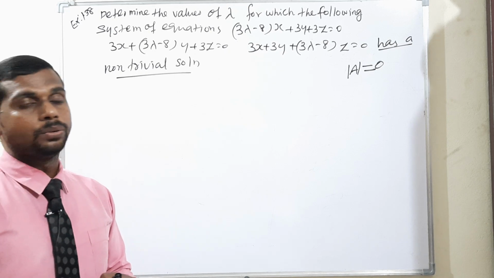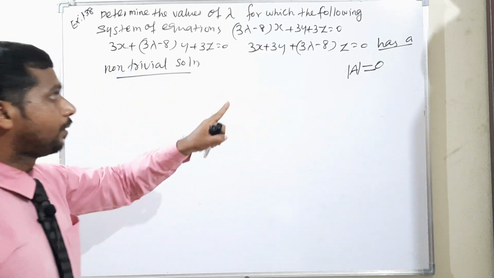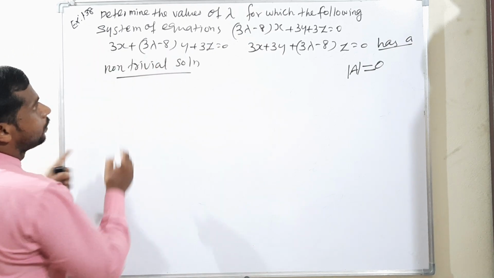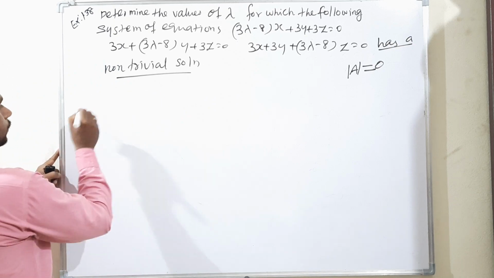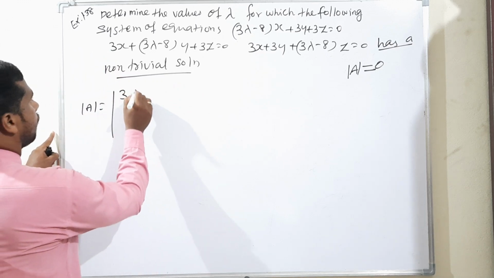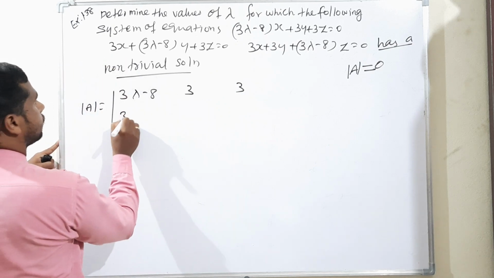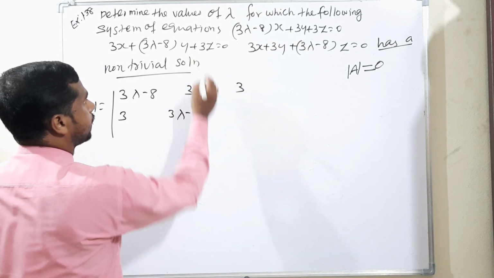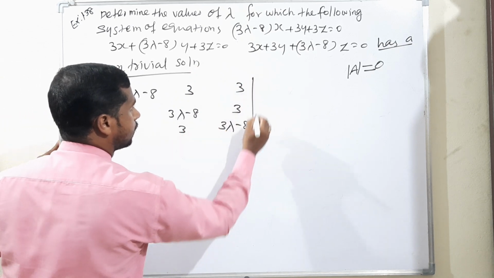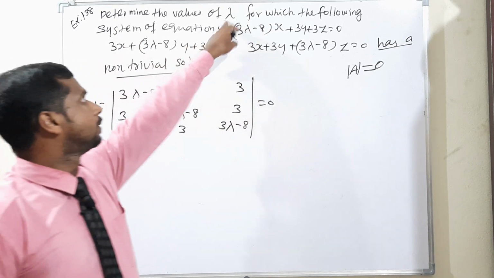So again I am telling you, non-trivial solution means determinant A equal to 0. Trivial solution means determinant A not equal to 0. So we have to arrange it in determinant form. The condition determinant A: first equation, 3 lambda minus 8, 3, 3. Next 3, 3 lambda minus 8, 3. Again 3, 3, 3 lambda minus 8. For a non-trivial solution this is equal to 0. What we actually need to find is lambda, isn't it?